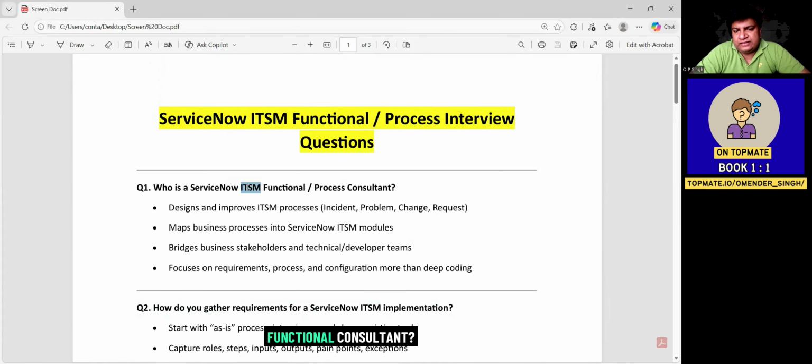Who is a ServiceNow ITSM functional consultant? You should know what this role is all about, right? So let's discuss. Basically in this role, you have to focus on processes, not the deep coding. Here you have to talk to business and understand how incident, problem, change, and request work together in real life, with respect to the organization. Then you design how these processes should run inside ServiceNow ITSM for this particular company, for this particular organization. Finally, you act as a bridge between business people and the technical people like developers and admins. So this is, at its core, all about the ITSM functional consultant role.